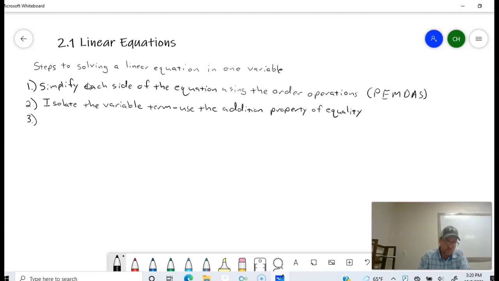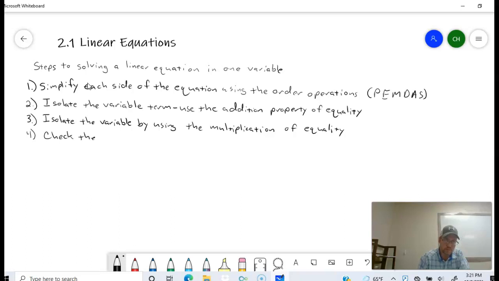Our third step is we're going to isolate the variable, not the variable term, but the variable. So by saying that, basically what we're saying is we're going to get the coefficient off of it, and we're going to do that by using the multiplication property of equality. Step 4, we're going to check the solution. Alright, we just want to make sure we got the right answer.